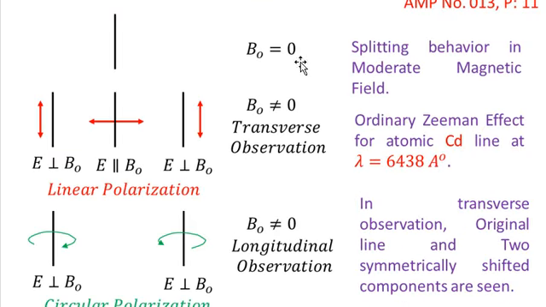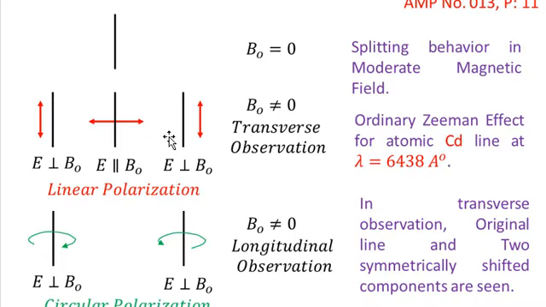So when the magnetic field is zero, you can see a black line over there. That is, there is no splitting. And when you apply the magnetic field, what will happen? You can see that there are three polarized lights. The center light, which is unshifted light, is now linearly polarized with its electric field parallel to B naught. That is, the electric field of this linearly polarized beam is parallel to the applied magnetic field. And there are two additional components, and this is the transverse observation. Transverse observation means that the observation is made in a direction perpendicular to the direction of the applied magnetic field.